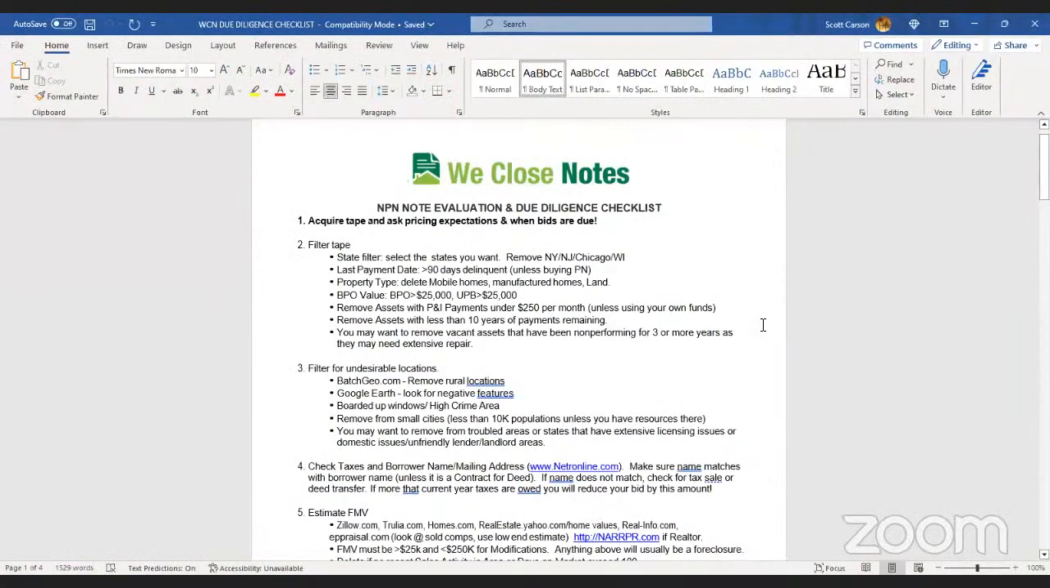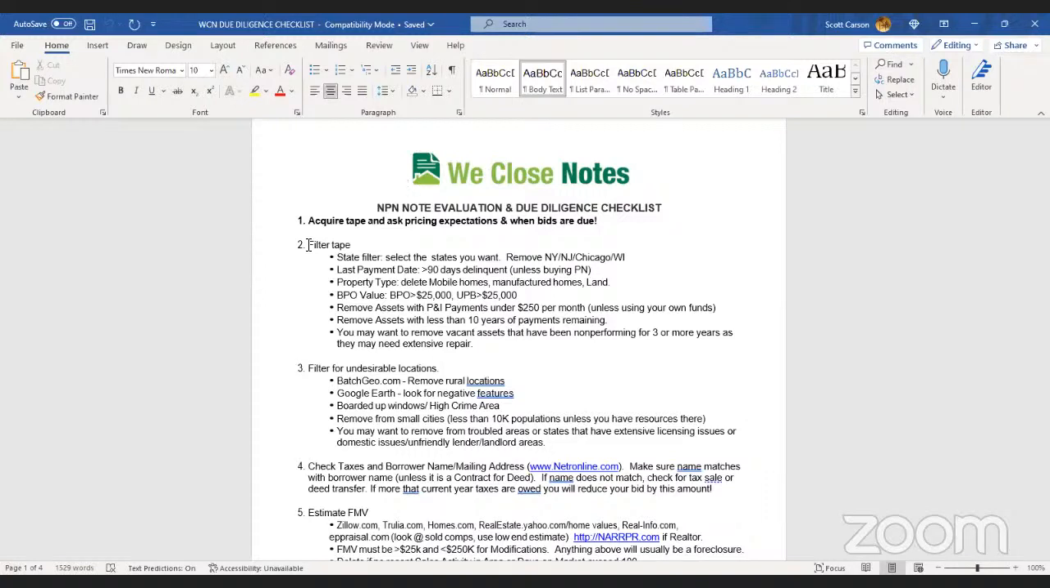We call this the NPN Note Evaluation and Due Diligence Checklist, and there are 17 parts to it. Now, the most important part is when you get a tape in. Number 1, when you're acquiring a tape, ask the pricing expectations and when bids are due. That's the first part. If you don't ask what price expectations are and they don't give you anything, or they just send a tape in, you're going to be really lost in how to bid.